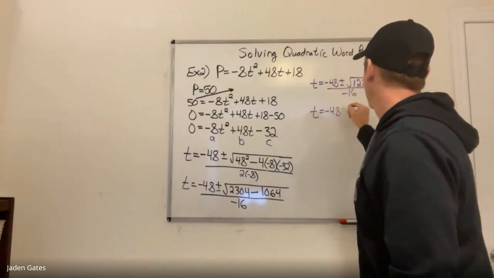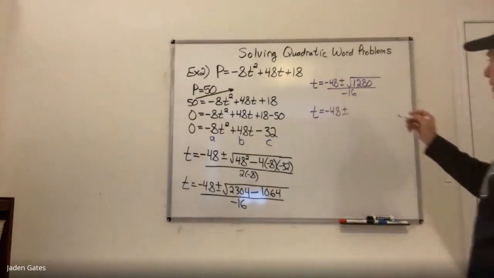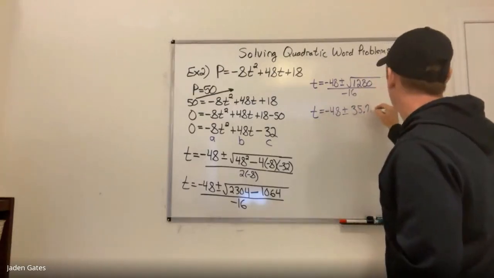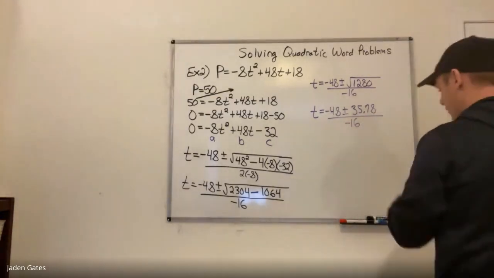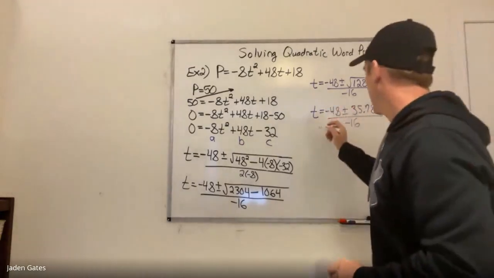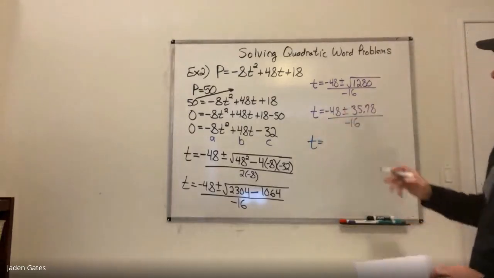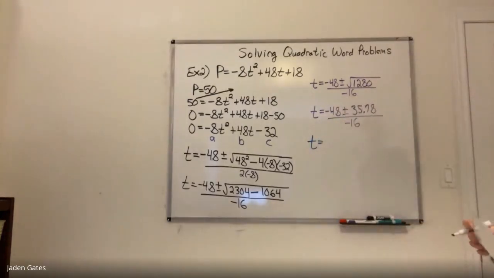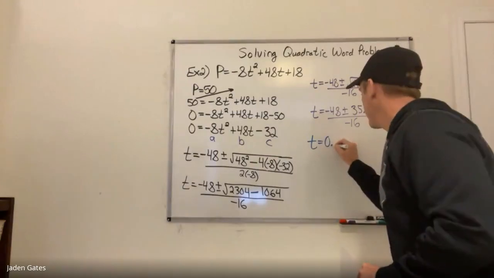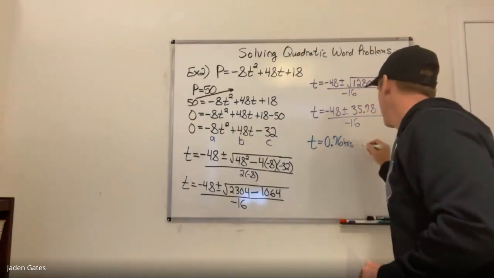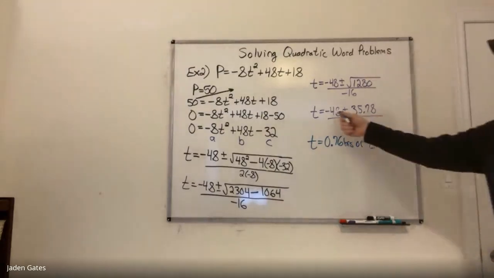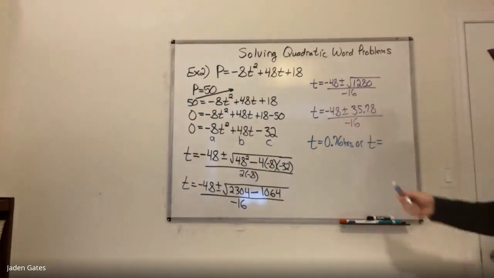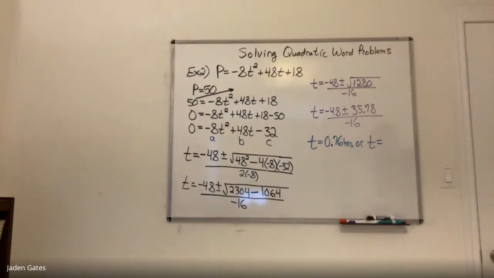So you're at minus 48 plus or minus, what number do we have now here? 57.69 divided by negative 16. The last step is to divide by negative 16, so I'm going to get my two answers. I take the first one: negative 48 plus 57.69. So we're going to get like 9 something, then divide it by negative 16, and I get 0.76 hours. Or t equals, let's see here, I take my negative 48 minus 57.69, and then divide it by negative 16. Again, I'm going to get an answer here.